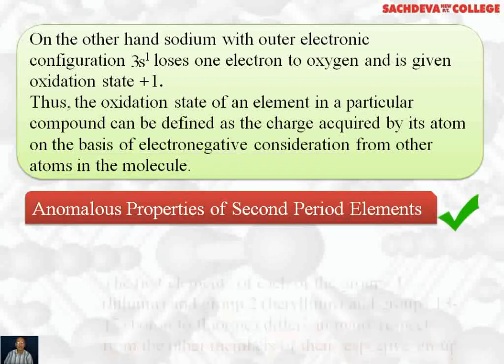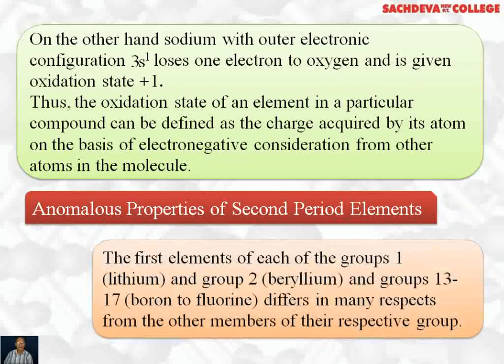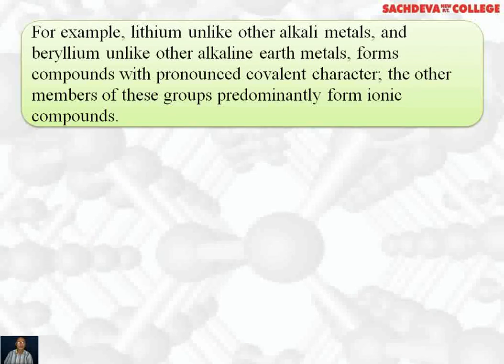Anomalous properties of second period elements. The first elements of each of the groups 1, lithium, and group 2, beryllium, and groups 13 to 17, that is boron to fluorine, differ in many respects from the other members of their respective groups. For example, lithium, unlike other alkali metals, and beryllium, unlike other alkaline earth metals, form compounds with pronounced covalent character, which are less soluble in water and more soluble in organic solvents. The other members of these groups predominantly form ionic compounds which are readily soluble in water.